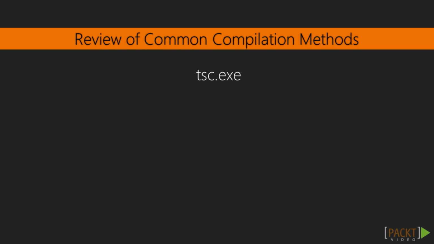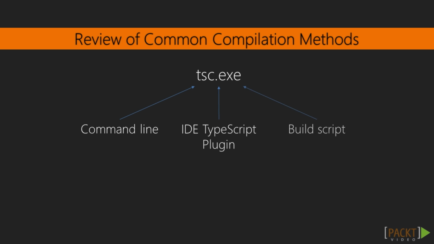Now to review. Compilation from TypeScript to JavaScript is handled by the TypeScript compiler, that is, TSC. The code can be compiled by calling the compiler in three common ways. First, by manually calling the compiler from the command line. Second, by letting our development environment's TypeScript plugin call the compiler for us. Or third, by using a build script to call the compiler. For our application, we're going to use a build script. Let's look at some of the reasons why.